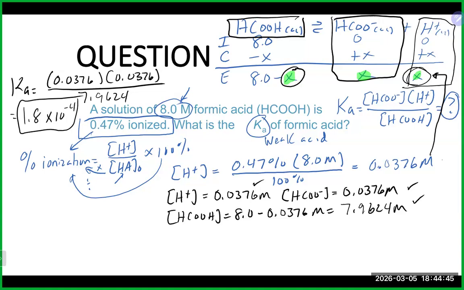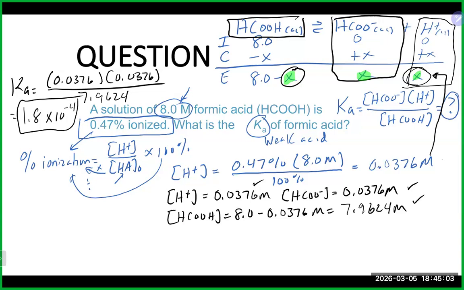You could also obviously just straight up calculate percent ionization if you have the H plus and initial concentration. Any questions on that? Or you do an ICE table and you solve for the H plus concentration, you could calculate the percent ionization from it as well. Any questions on percent ionization?